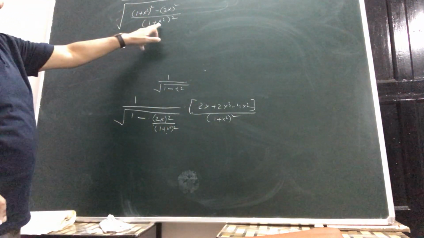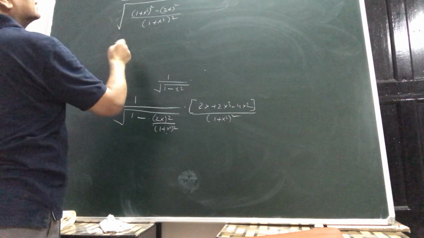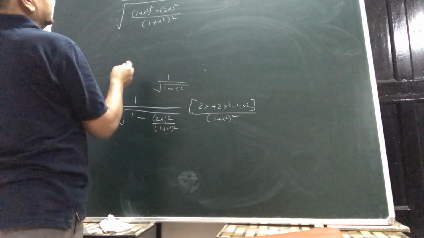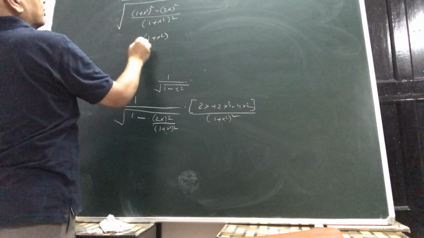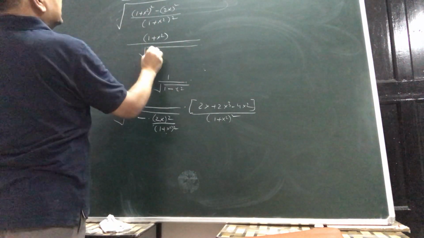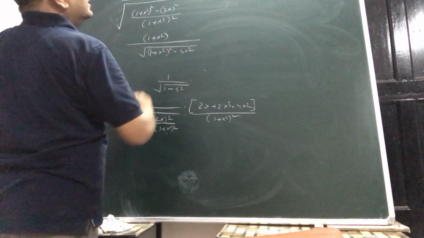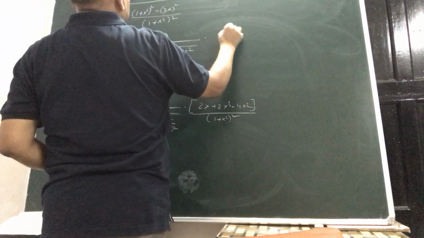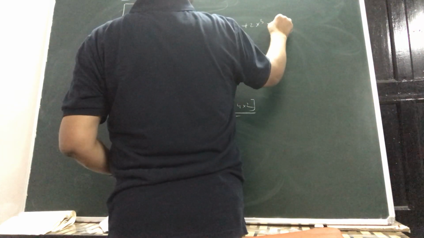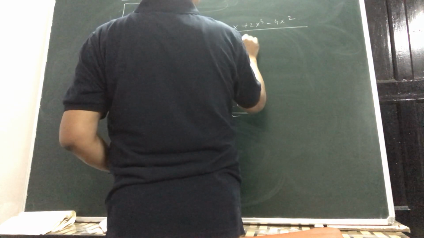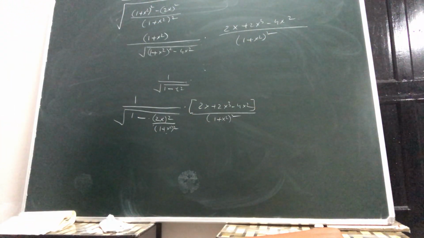Now please see, this 1 plus x square whole square will go outside the under root sign. Outside the root, I will get 1 plus x square on the top, upon under root of 1 plus x square whole square minus 4x square, into this lot: 2x plus 2x cube minus 4x square upon 1 plus x square whole square. This we will be getting.